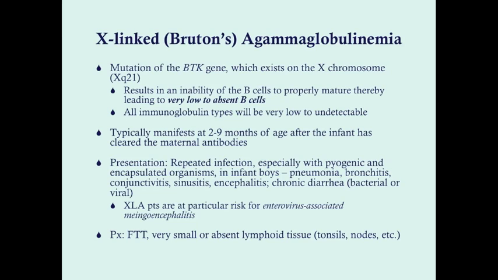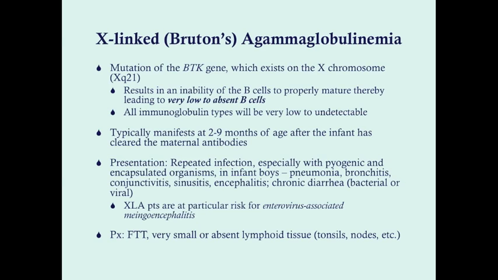And it's going to be all immunoglobulin types, and that's going to be important because there are some of these antibody-associated immunodeficiencies where you will have some, maybe even too much of a certain antibody, but deficient in another. Okay, but in this case, all immunoglobulin types will be very low to undetectable.